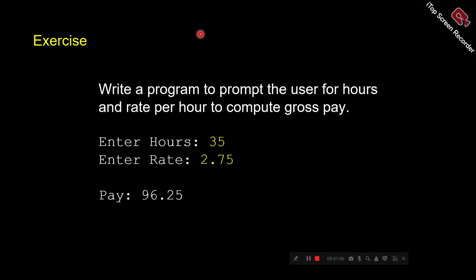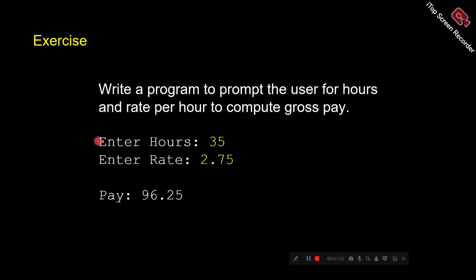Okay, so there is a problem statement. Write a program to prompt the user for hours and rate per hour to compute the gross pay. Okay, so basically I need a program which will find me the gross pay of the employee. Okay, so gross pay is hours multiplied by the rate.